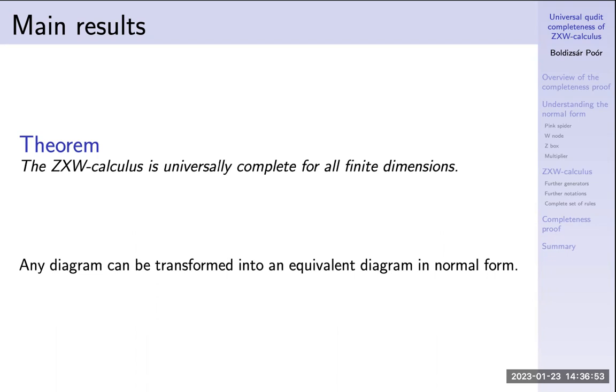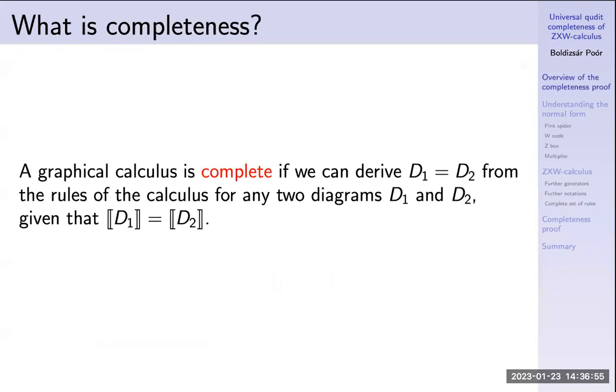So let's have a quick overview of what completeness actually means. We know that a graphical calculus is complete if, when we have two diagrams that are mathematically equivalent, so their interpretation is the same, then in a complete calculus we should be able to show that these two diagrams are equal. So we should be able to rewrite, in this case, D1 into D2.